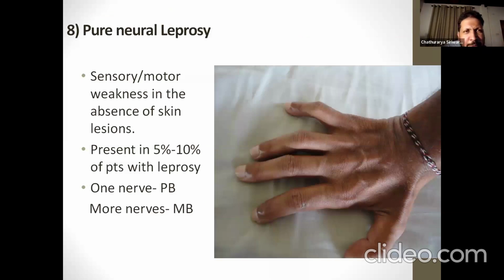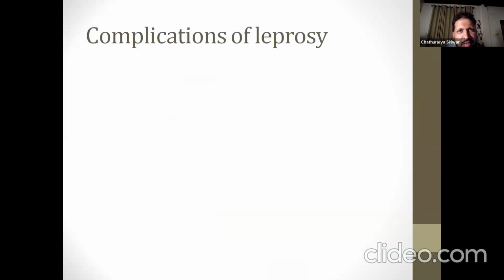So another variant we might see is what we call pure neural leprosy, where they don't have skin lesions. It just affects the nerves. So 5 to 10% of leprosy patients have only lesions in the nerves, and they don't usually come to us. They go to the neurologist. So since this slide has been produced, the management has changed a bit. So even if you have one nerve involvement, we go for more intensive treatment, right?